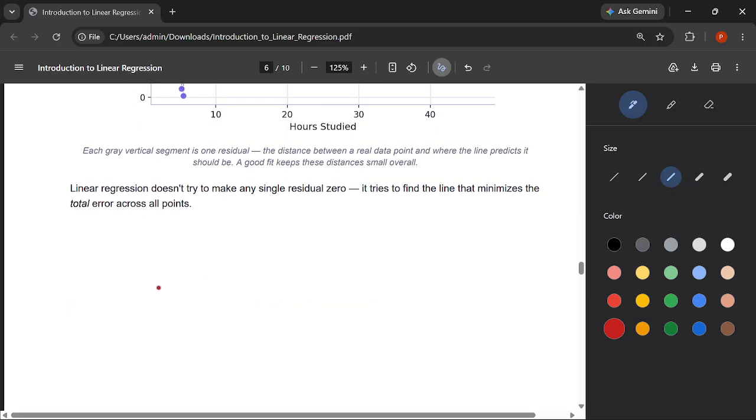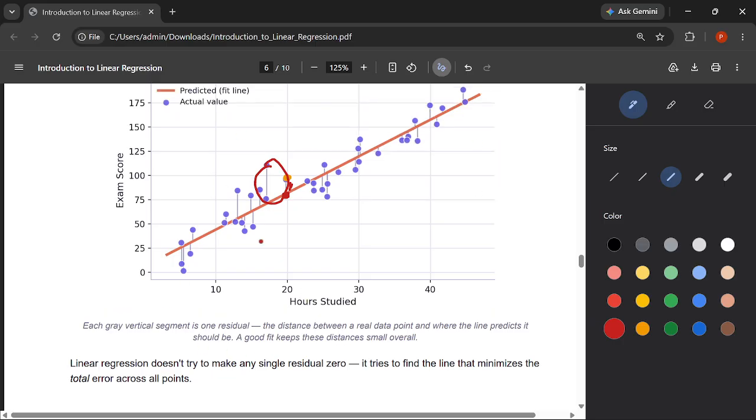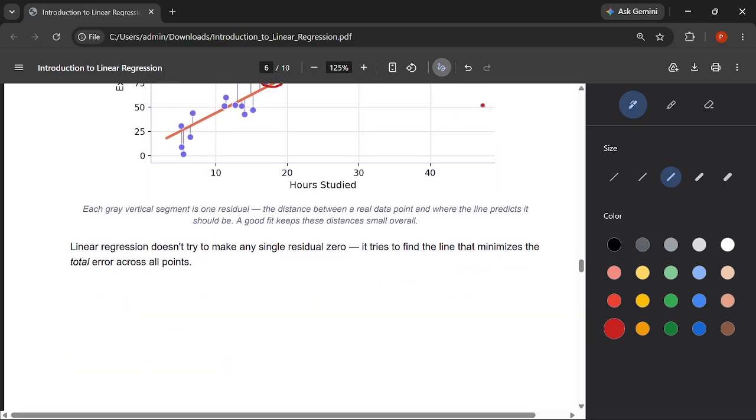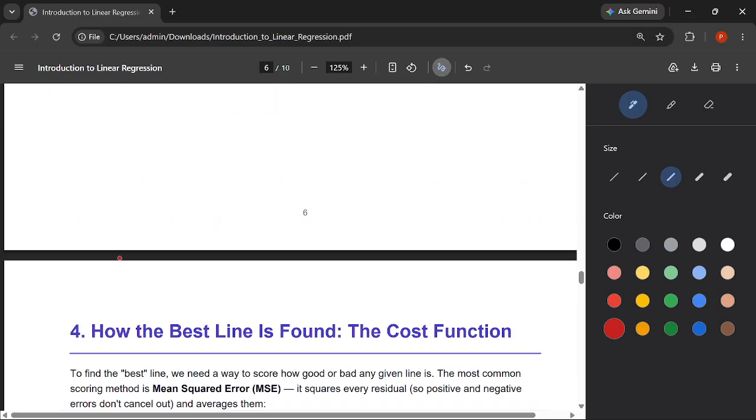While creating a model, we never simply take the sum of all the errors. We take the sum of the squares of all the errors. Why? Let me show you in the next part.